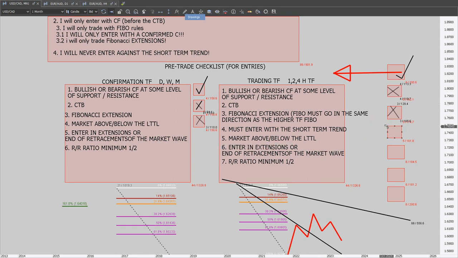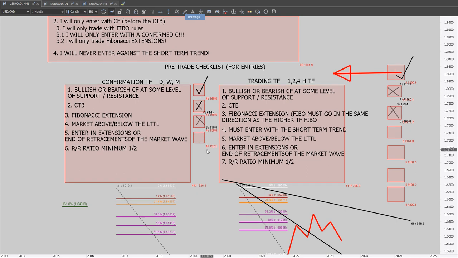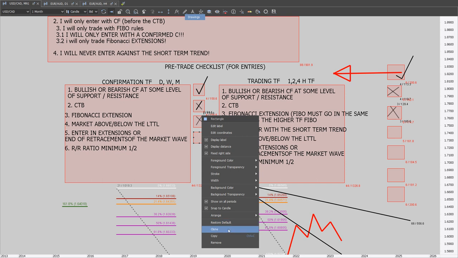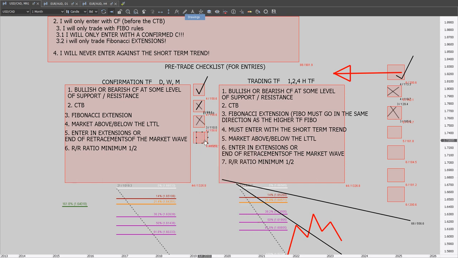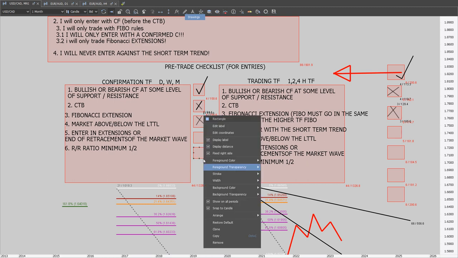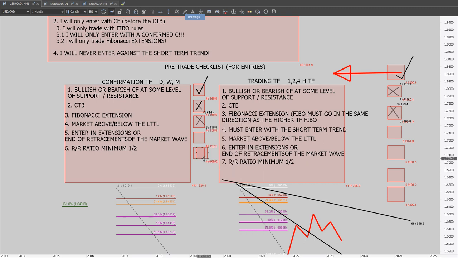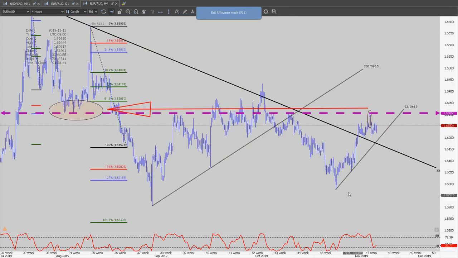So let me clone a few of this one. Clone is going to be 1, 2, 3, 4. This is going to be 5 and one more clone, 6. Okay, number 4, must enter with the short term trend. We have only this on the 4-hour time frame.